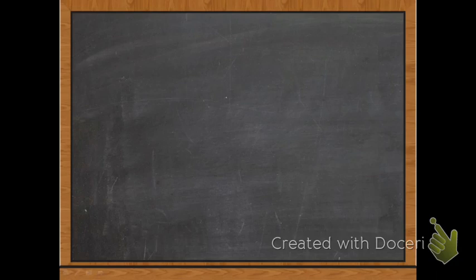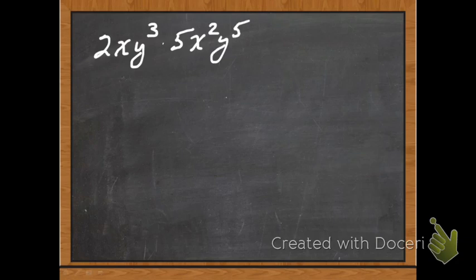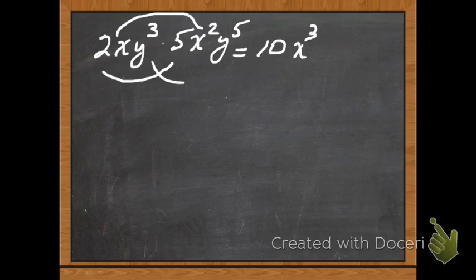All right. Let's look here. 2xy cubed, a little bit more difficult example, times 5x squared y to the 5th. Well, again, we can multiply the coefficients together, so that's going to give me 10. I can multiply my common bases together, so x times x squared is x to the 3rd, and y cubed times y to the 5th is y to the 8th.